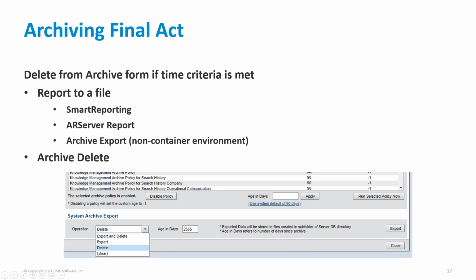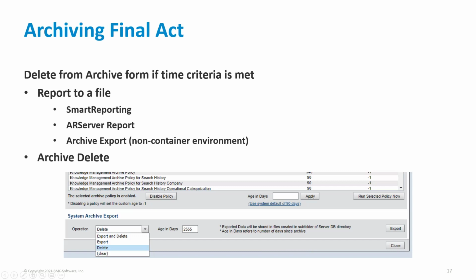And if you chose that and you say export and delete, then when you click on the apply button, you will get CSV files for every policy for all the records that match the date criterion, and then this functionality will go in and delete all the data that meets that criterion.